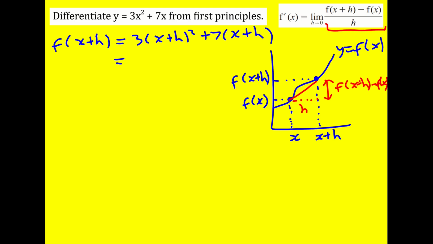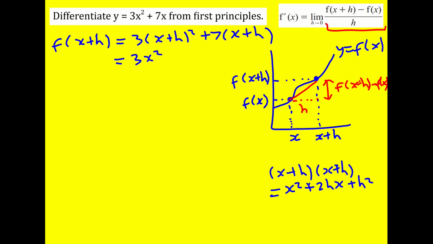Okay, I need to expand this. I might do it down here. x plus h squared is going to be x plus h times x plus h. That's going to give me x squared plus 2hx plus h squared if I expand my brackets. But then I need to multiply it by 3. So I'm going to get 3x squared plus 6hx plus 3h squared. And then of course I've got my 7x and I've got my 7h from before.